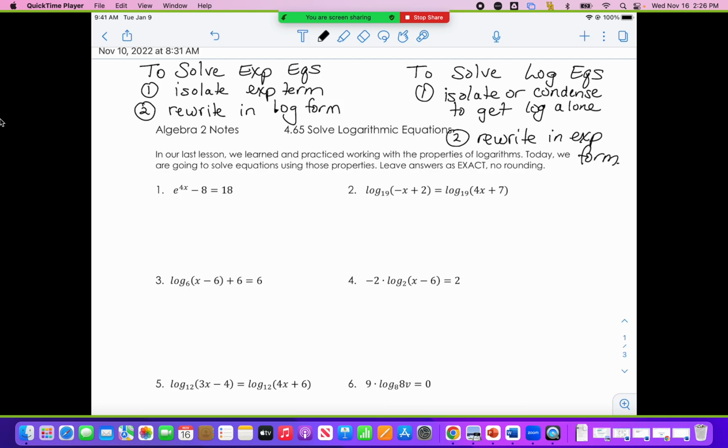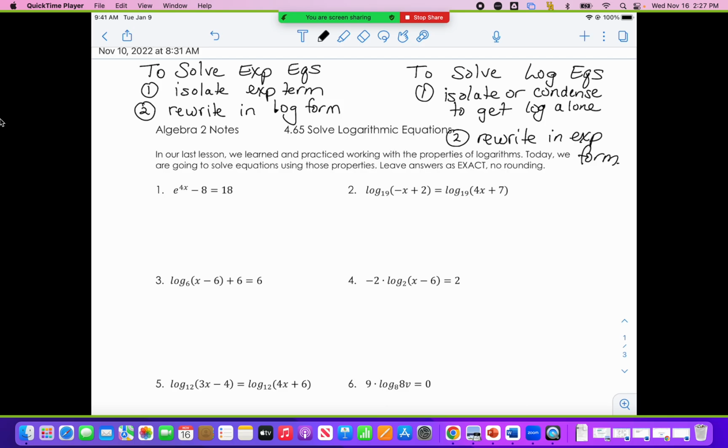All right, in our last lesson, we learned and practiced working with properties of logarithms. Today, we're going to solve equations using those properties. We're not going to use a calculator today. We're going to just do things in exact form. So in number 1, is this an exponential equation or a log equation? It's exponential, okay? You're right, it's exponential. How do you know when you have a log equation? It'll say log, right? So it's sort of Captain Obvious there.